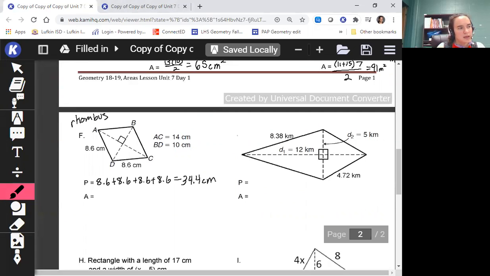And then we know AC is 14 and BD is 10. So those are our two diagonals. Remember the formula for area of a rhombus is diagonal 1 times diagonal 2 divided by 2. So 14 times 10 divided by 2 gets us 70 centimeters squared.